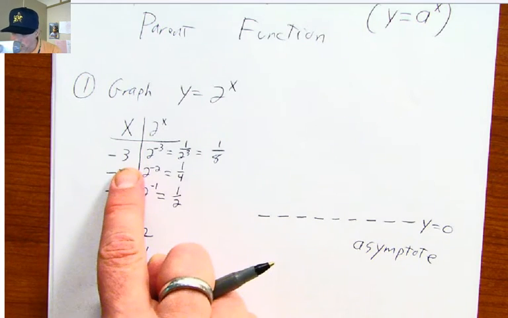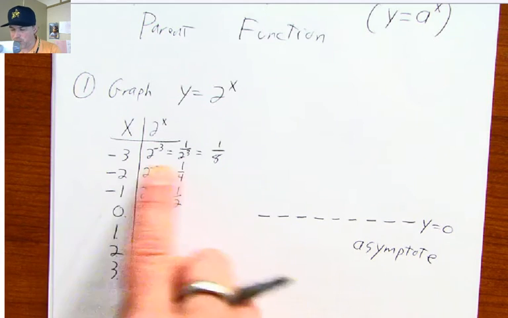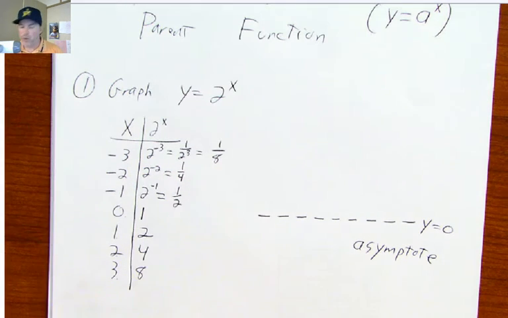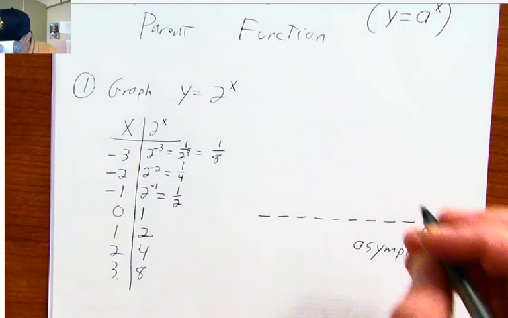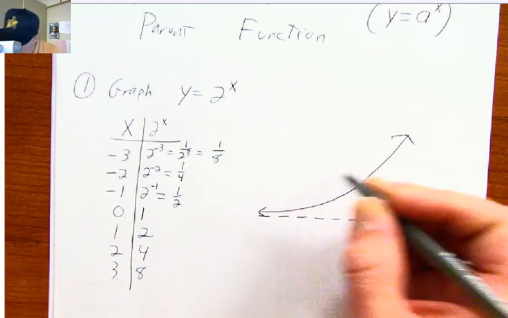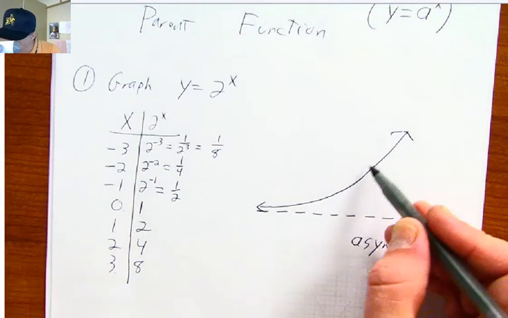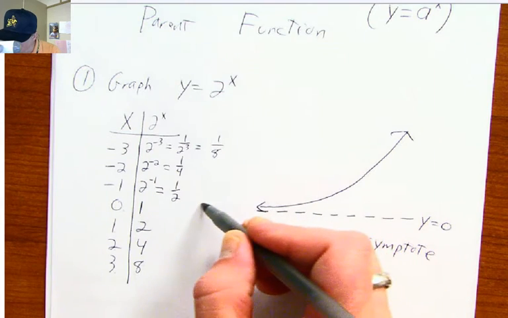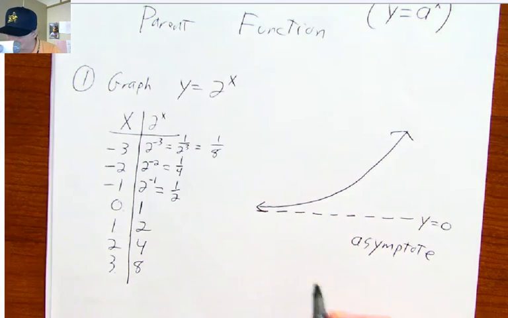Because if you think about it, 2 to the negative 3, 1 over 8, that's a very small number. 2 to the negative 4 is going to be 1 over 16, an even smaller number. 2 to the negative 50, that's going to be even smaller. 2 to the negative 100, even smaller. But we'll never actually reach zero. So when we draw our graph, we draw it like this, because as x got very, very small in the negatives, you got very, very small numbers.